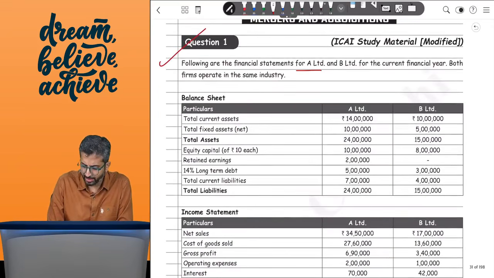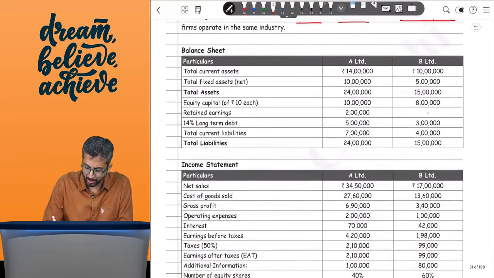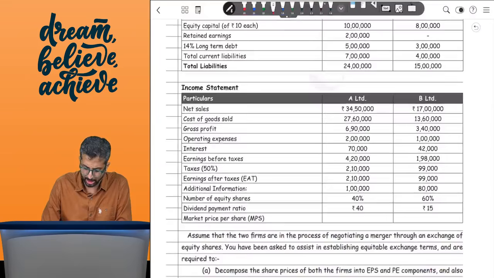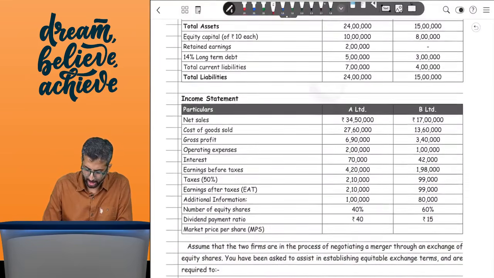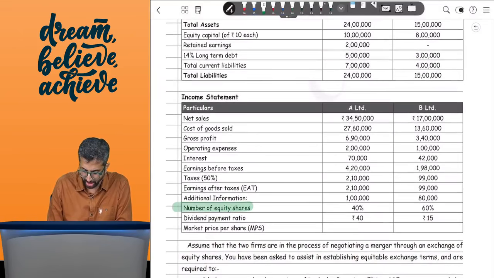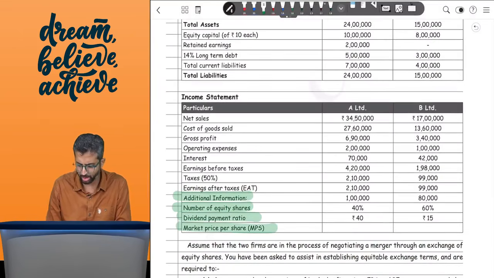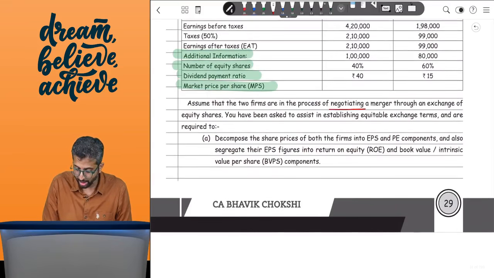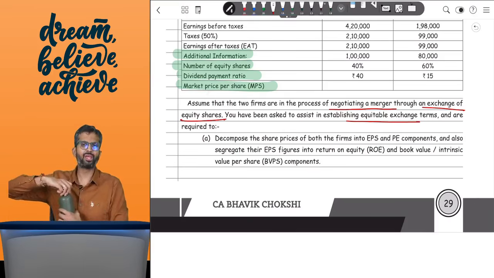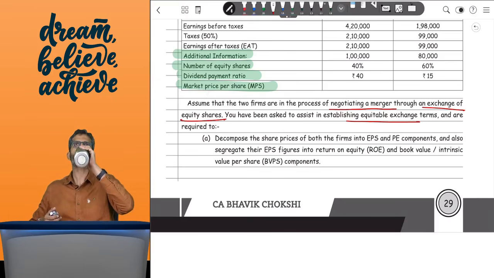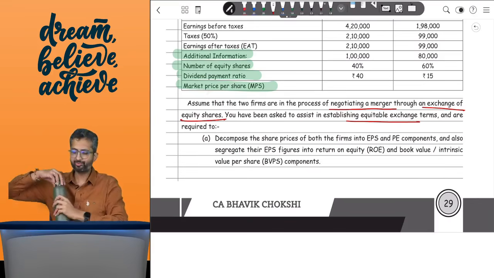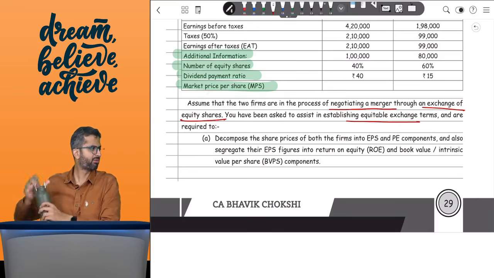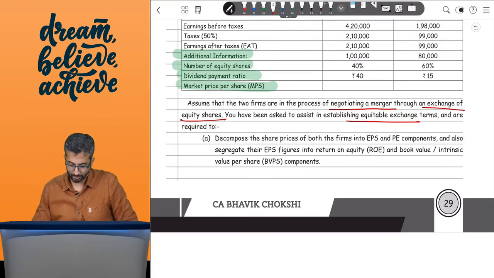Following are the financial statements of A Ltd and B Ltd for the current year. Both the firms operate in the same industry. Great. So you have A and B, the entire balance sheet, the income statement, and 3 important pieces of additional information at the end: number of shares, dividend payout ratio, and market price per share. Assume that the two firms are in the process of negotiating a merger through exchange of equity shares. You have been asked to assist in establishing equitable exchange terms and are required to. Now, very sophisticated English is used. What is asked is quite basic, but they have tried to package it fairly well.